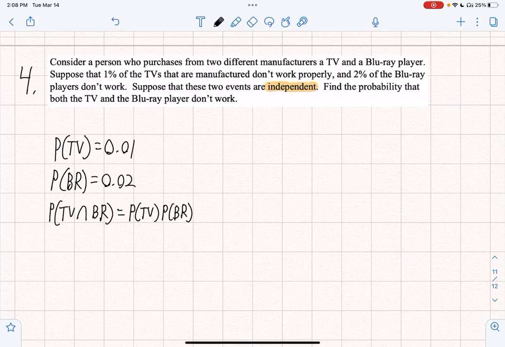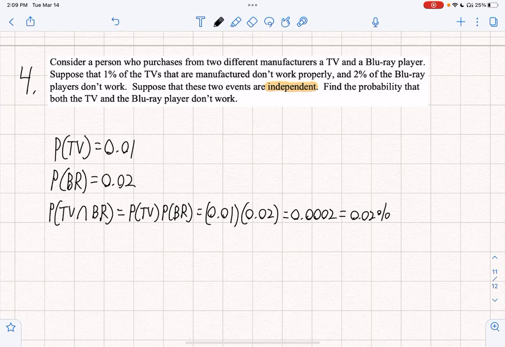which would be equal to 0.01 times 0.02 is 0.0002 or 0.02%. And again, we can do this by independence.